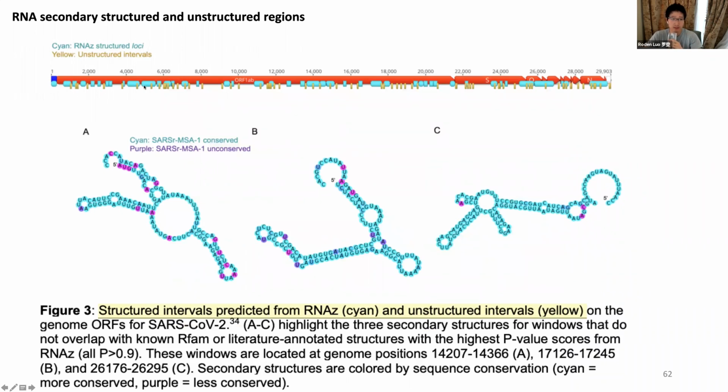Here it says the location of the structured and unstructured sequence or region on the genome. The blue is the structured loci, the yellow is the unstructured loci.